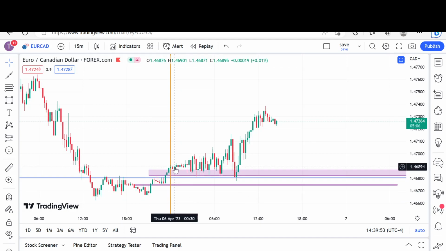Now, we really didn't have any Judas swing during London or right after New York. There was no Judas swing on this. It chopped around from the jump. It just chopped around.